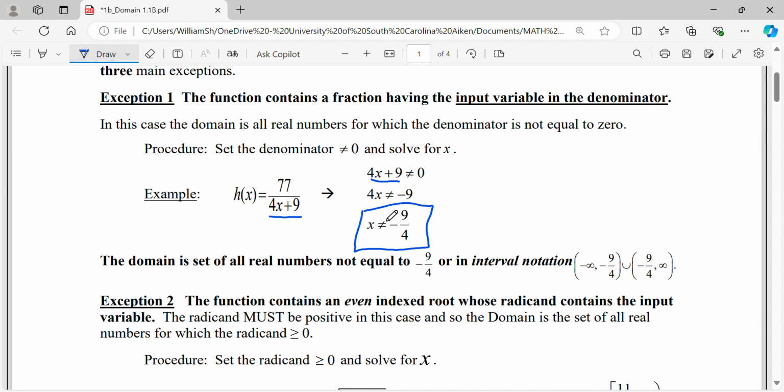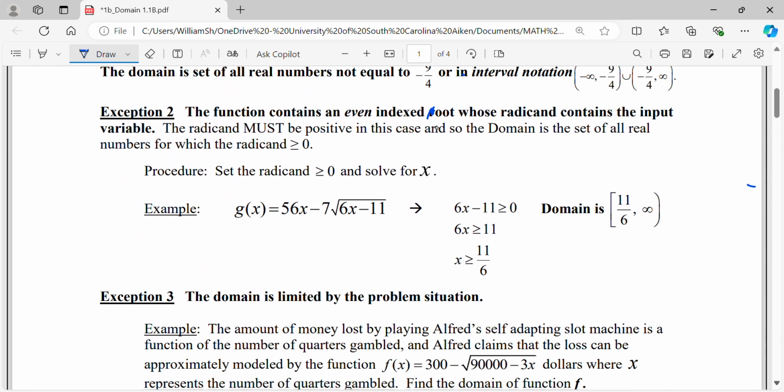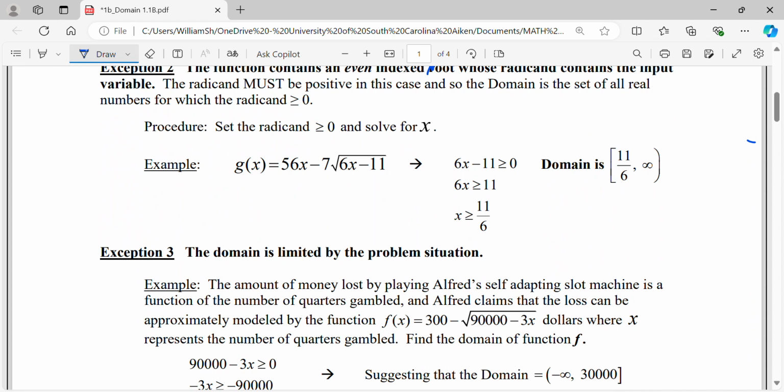Now, up next, we have exception 2. Exception 2 says that the function contains an even indexed root whose radicand contains the input variable. The radicand must be nonnegative in this case, so the domain is the set of all real numbers for which the radicand is greater than or equal to 0. So let's look at the procedure for this one. We want to set the radicand greater than or equal to 0 and solve for x.